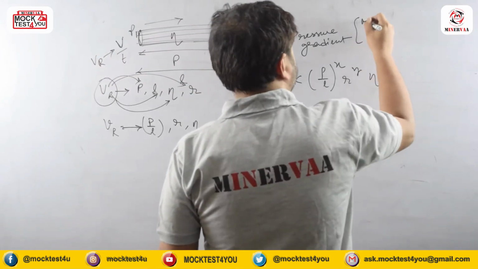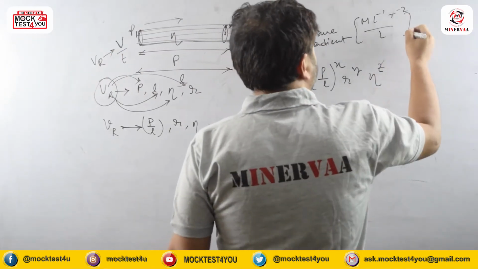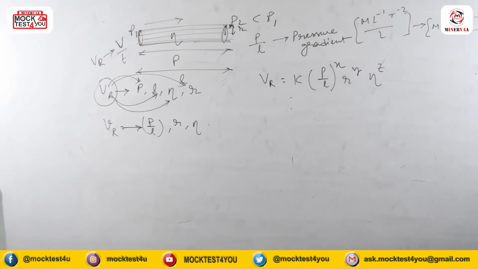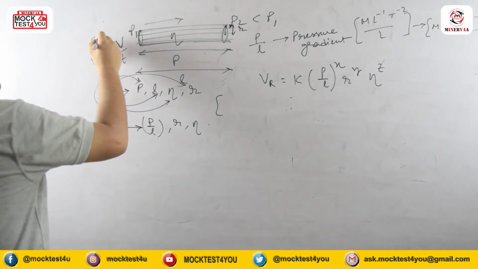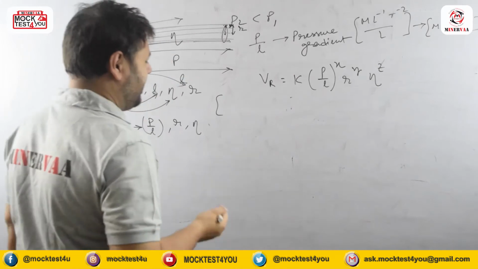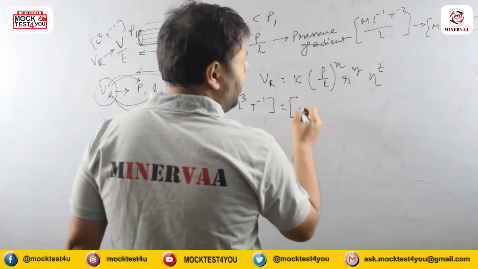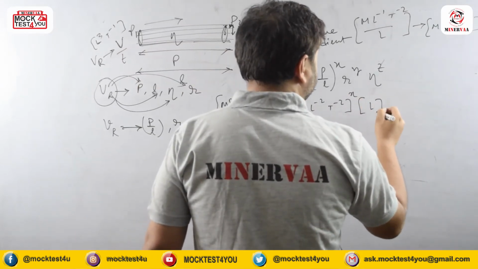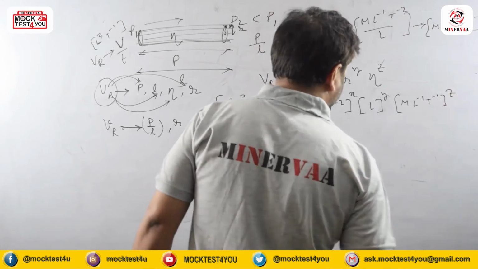Now what about this pressure gradient's dimension? The dimension of pressure is ML to the power minus 1, T to the power minus 2. Dividing by L, finally it becomes ML to the power minus 2, T to the power minus 2. So this is the dimension of pressure gradient. Now V by T, where V is volume, has dimension L cubed, so it is L cubed T to the power minus 1. This has no M on one side, so we write M to the power 0, L cubed T to the power minus 1 equals (M L to the power minus 2, T to the power minus 2) to the power X, R, that is the length, to the power Y, and eta, M L to the power minus 1, T to the power minus 1, to the power Z.